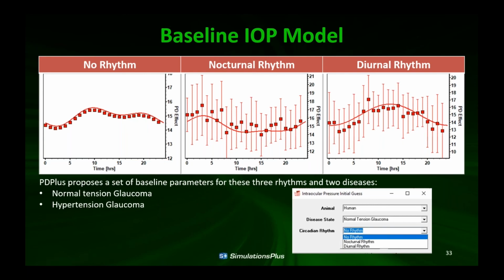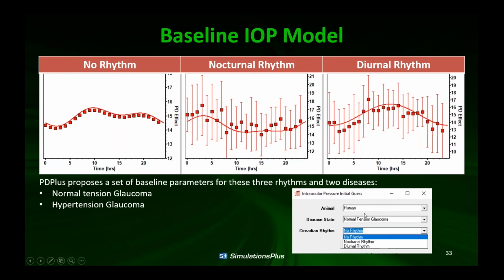Also, we need to consider glaucoma patients, who have 2 different types of disease. One has normal tension, and the other has hypertension. So in your model, when you select the baseline model for a human, you are able to select the disease status, whether it is normal tension glaucoma or hypertension glaucoma. Also for the rhythm, whether it is no rhythm, nocturnal or diurnal. All of this you can select.